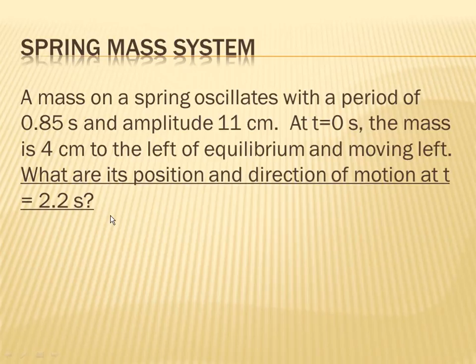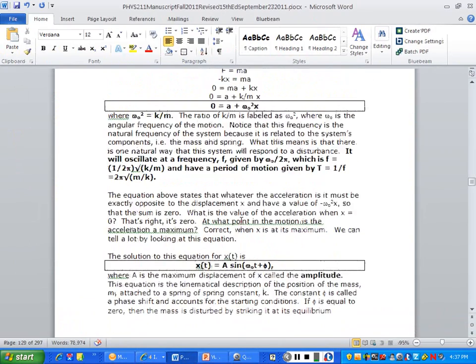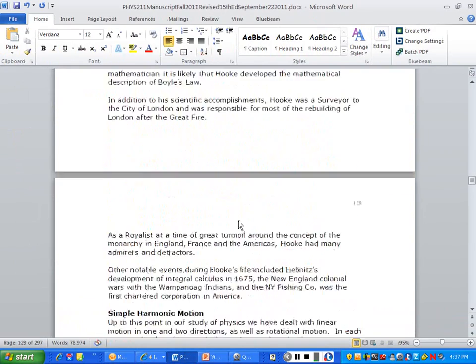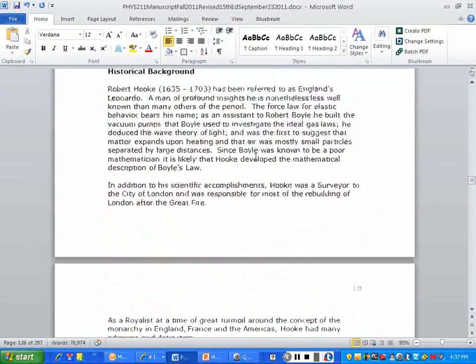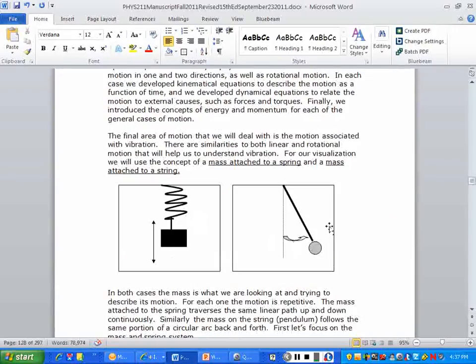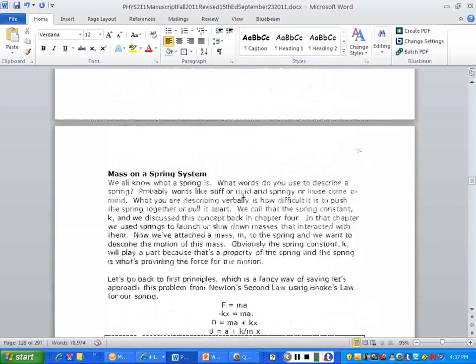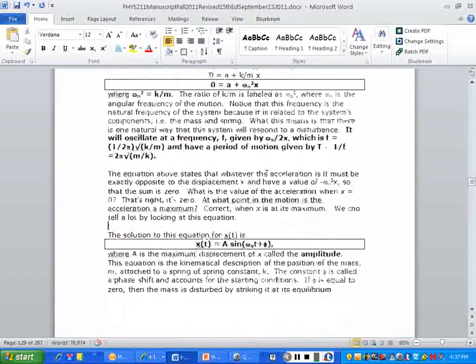So you would take a look at, for example, Chapter 9, Vibrations in Simple Harmonic Motion, and read down through there, and we come to simple harmonic motion. Here's a picture of our mass and spring system and our pendulum, and as we scroll on down, in particular focus on the mass and spring system. We can derive a solution for the equation of motion that tells us what x is related to right here.